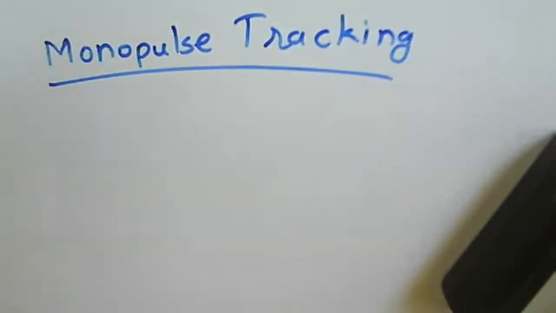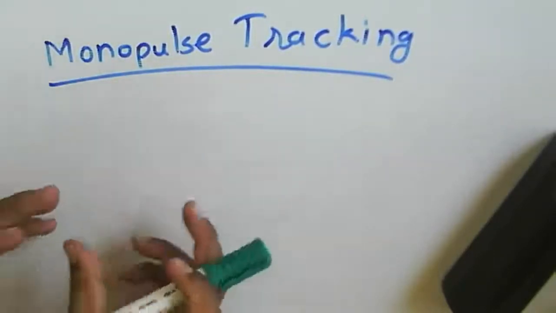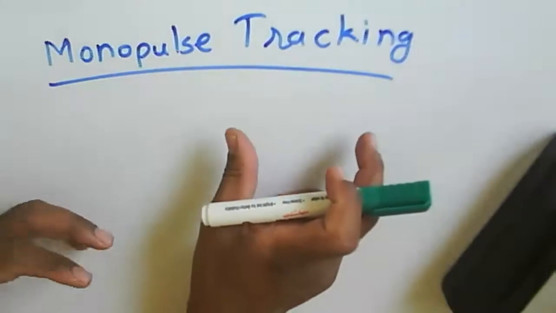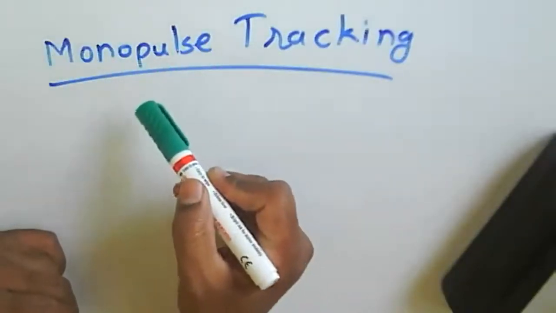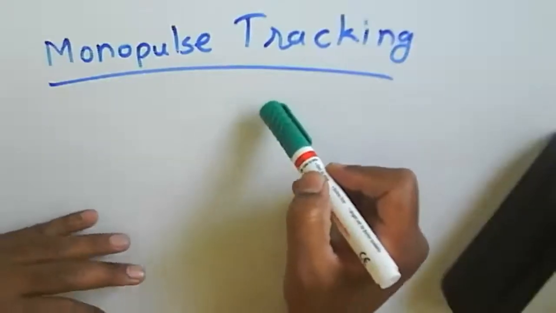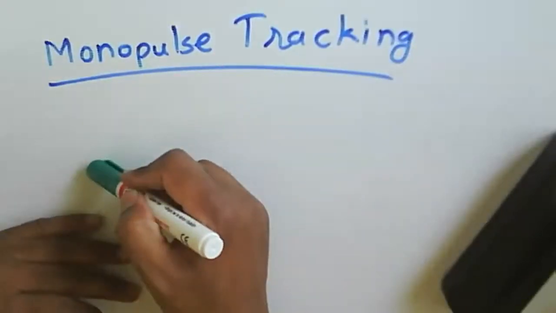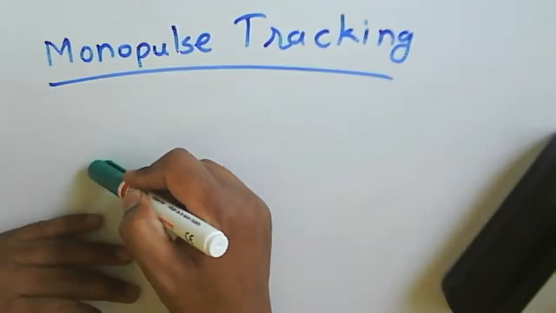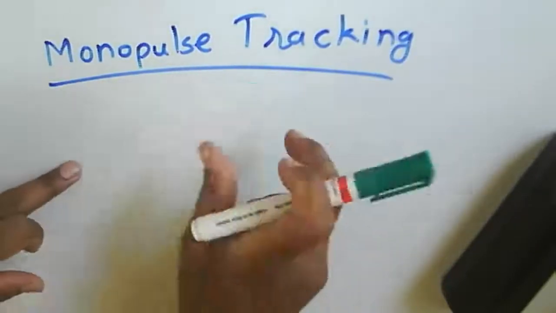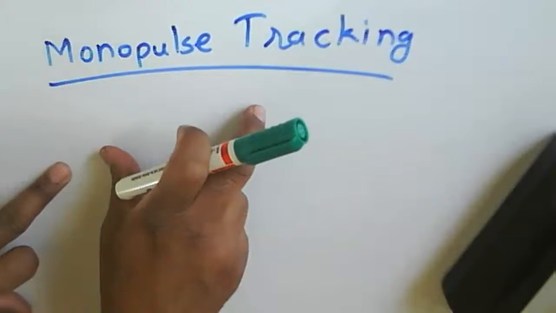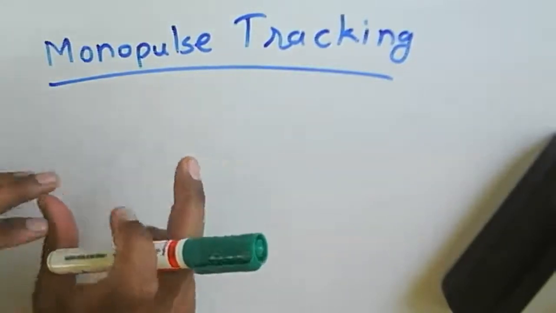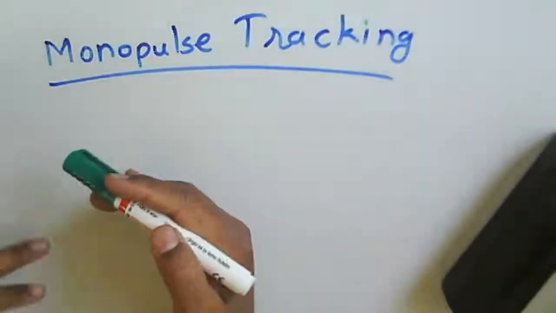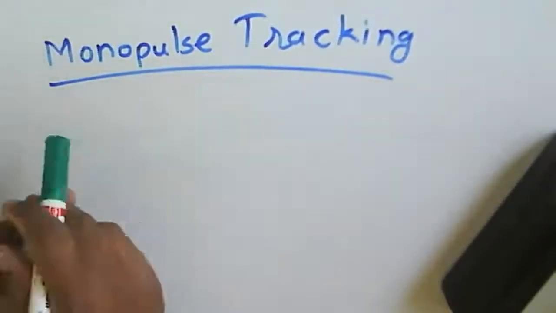In that case, we need to consider sending a single pulse. That's why we can say it is a monopulse. Sending the single pulse, when it reaches the target, we will get the echo. Then through that particular echo signal we can find out the location of the target.